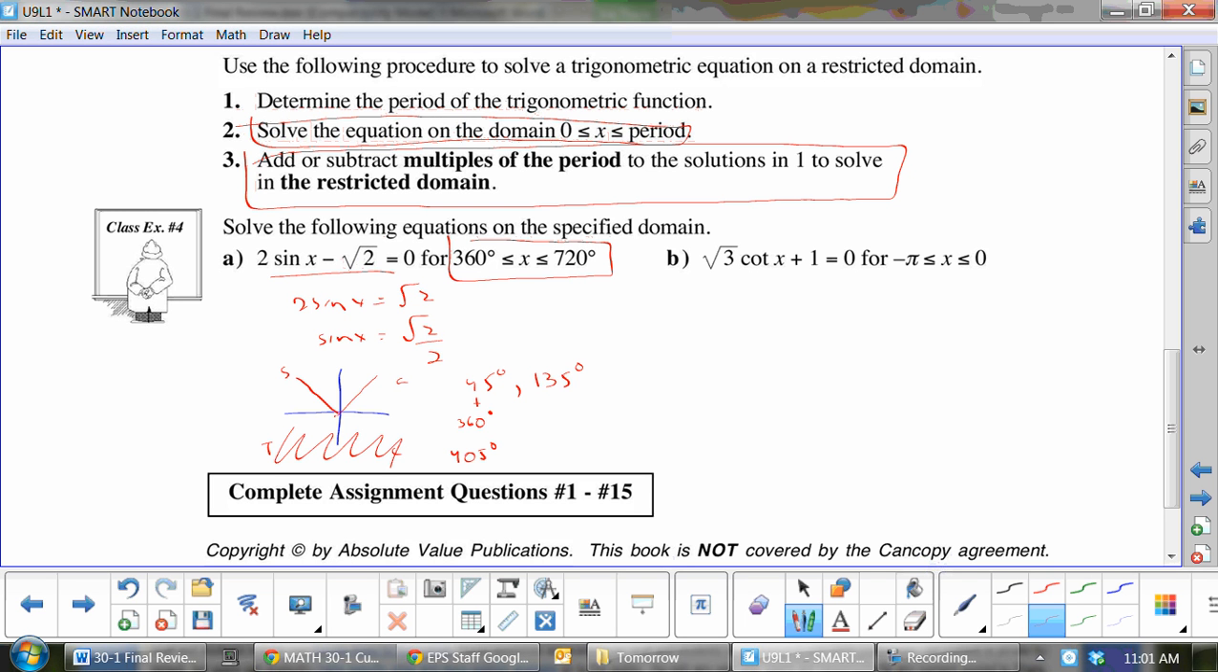Does it keep me within 720? What happens if you add 360 again? It's over 720, so you don't have to do that one again, but you do want to keep trying that. Now, if we add 360 to this, you should get 495. So these are your two answers, actually.